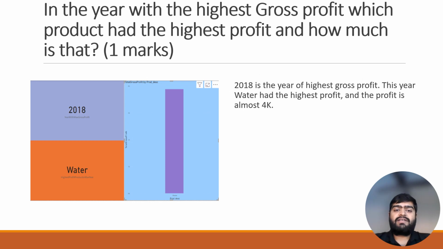And my last question is, in the year with the highest gross profit, which product had the highest profit and how much is that? So 2018 is the year of highest gross profit. This year water had the highest profit and the profit is almost 4k. In the card and the column chart below, this information is visualized.